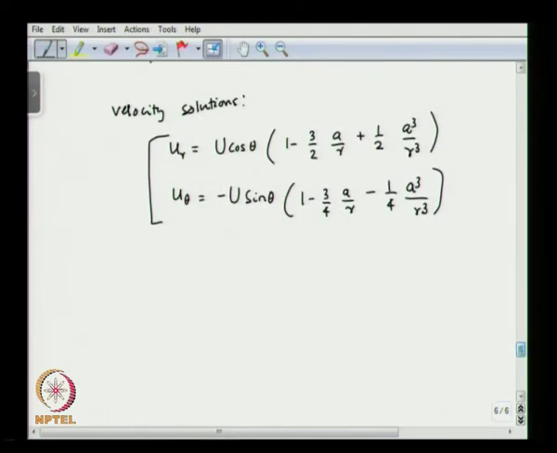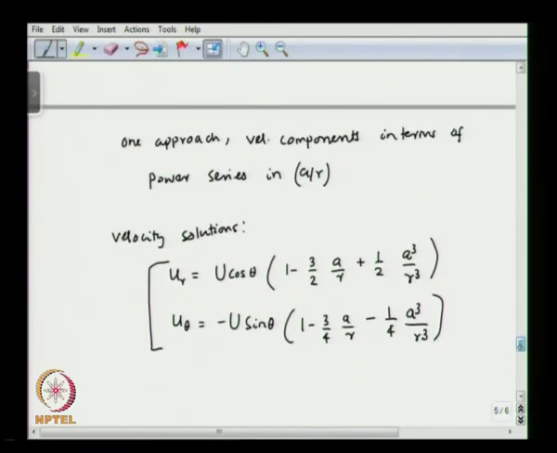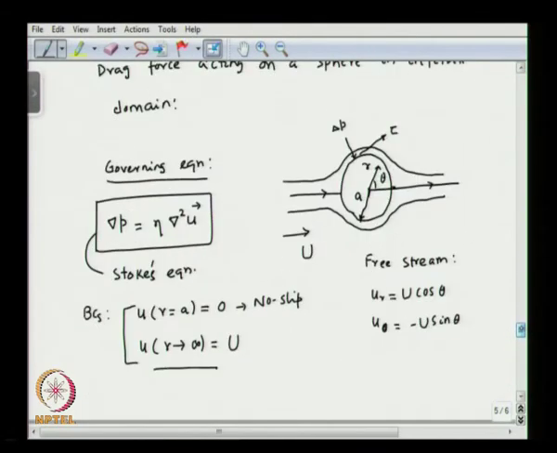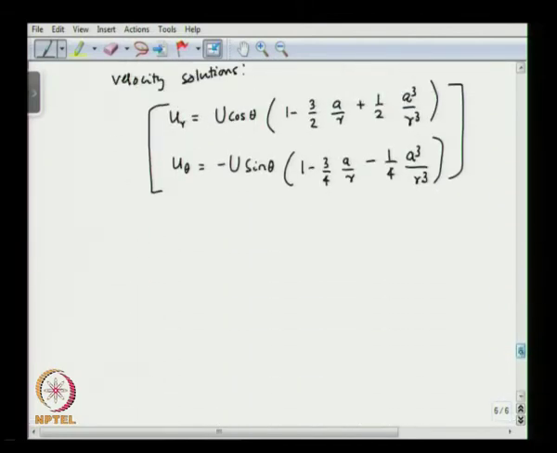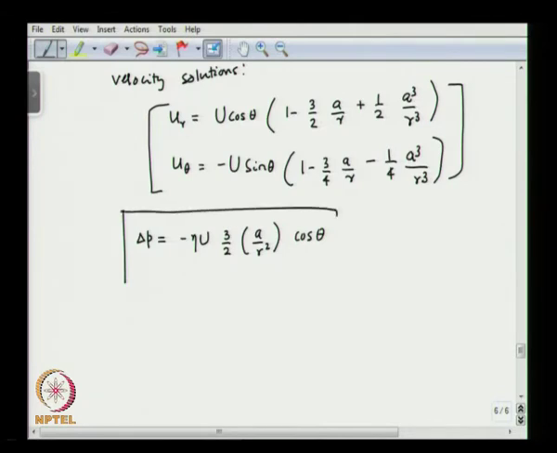So, now if you plug these two solutions for the velocity in the Stokes equation, you can find the pressure expression. So, you would find the pressure, I am writing as delta P, okay, is equal to minus eta into U into 3 by 2 A over R square into cos theta. So, this is the pressure field, right.